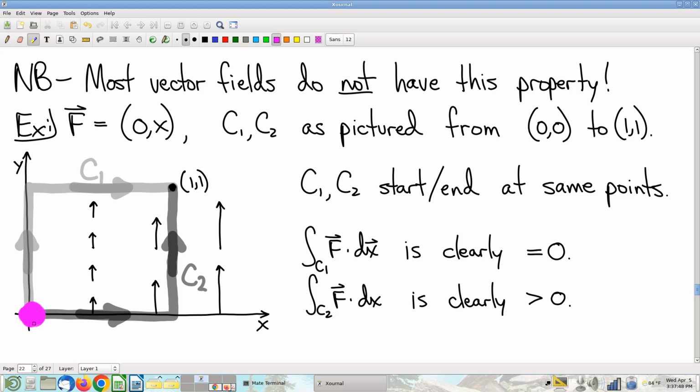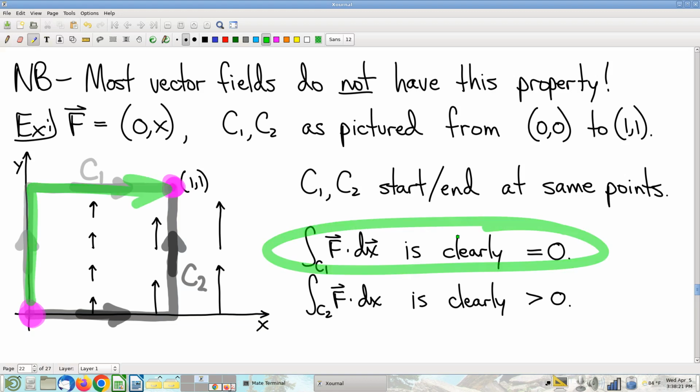Now here we go. Here's a shared starting point. C1 and C2 have the same starting point. They have the same ending point. And let's think about these curves, starting with C1. As I move along that part of C1, the vector field is 0, so no line integral there. As I move along this second part of the curve, the vector field's pointing straight up. The curve is moving perpendicular to that. The dot product is 0. So altogether, on C1, the integral is clearly 0. I mean, every step along the way, you get 0.